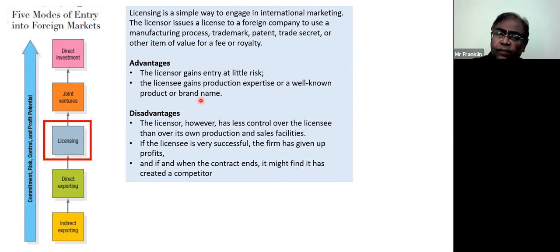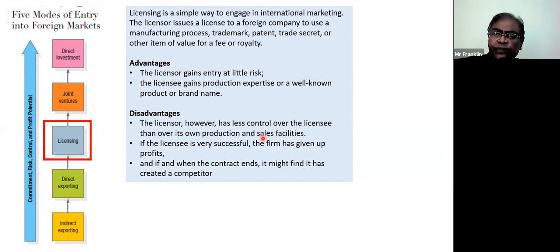Okay, but there are disadvantages too. What is the disadvantage? Okay, one is the licensor. The licensor is the person who owns the brand. The licensee is the person who rents the brand or uses the brand. The licensor, the owner of the brand, has less control over the licensee's production and sales facility. Because why? He doesn't know what is happening over there. Sometimes this fellow, instead of selling coffee, suddenly sells other products. They sell some other products too. So we have less control over the licensee.